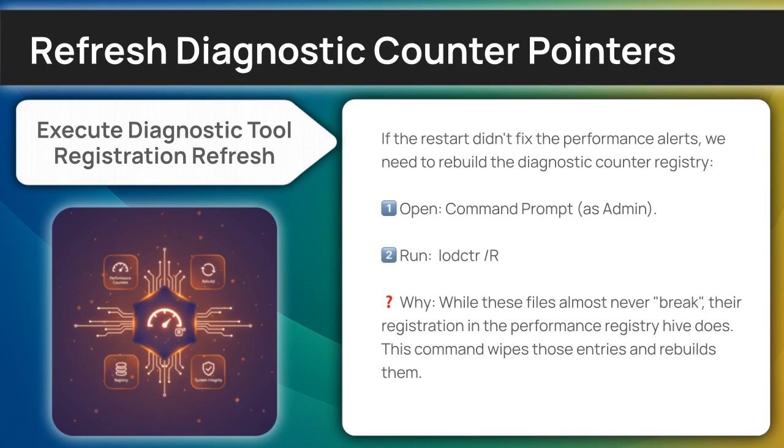If the restart didn't fix the performance alerts, we need to rebuild the diagnostic counter registry. First, open Command Prompt as admin. Second, you're going to type lodctr /r, then hit Enter. Why are we doing this? Well, while these files almost never break, their registration in the performance registry hive does. This command wipes those entries and rebuilds them.